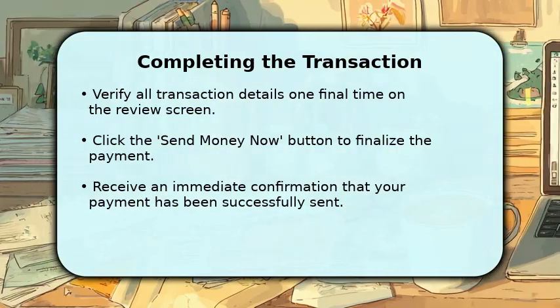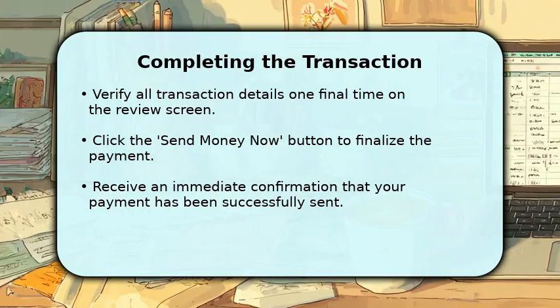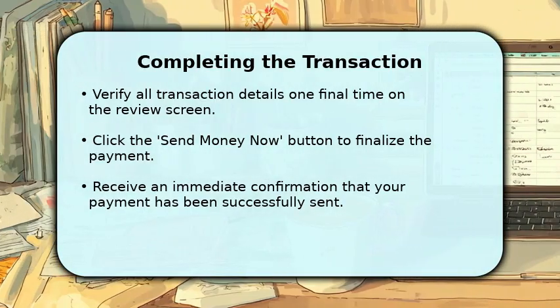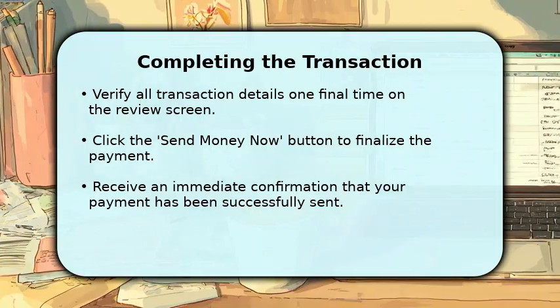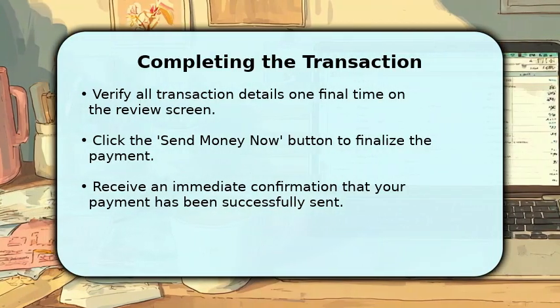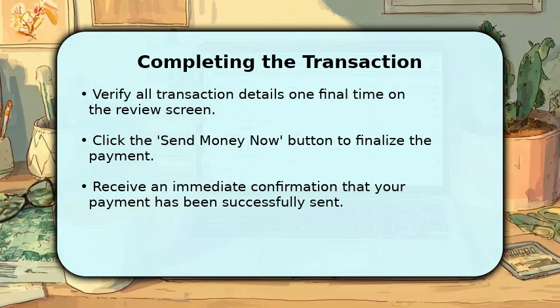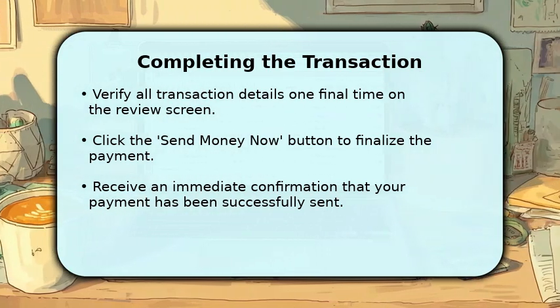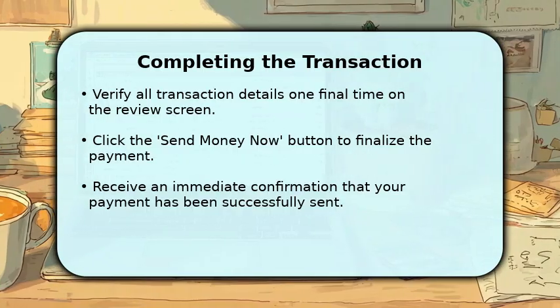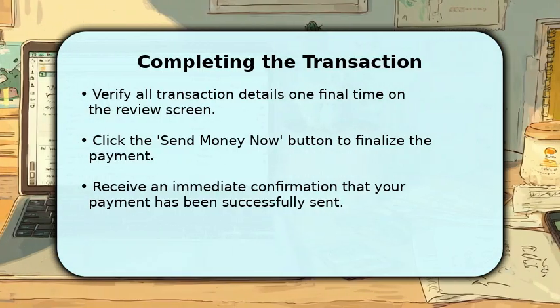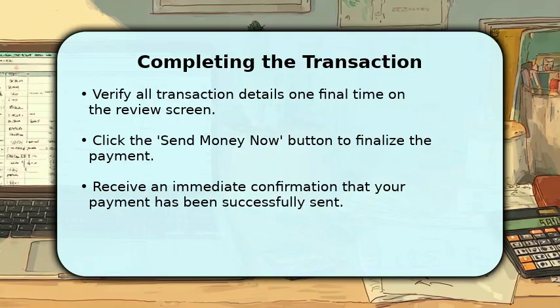On the final review screen, take one last look at the recipient's name, the amount, and the funding source. Once you are absolutely certain everything is correct, click or tap the Send Money Now button to complete your transaction. You will instantly receive a confirmation that your payment was successful, and an email notification will be sent to your recipient, letting them know the funds are on their way.